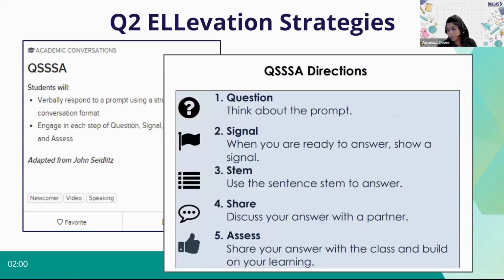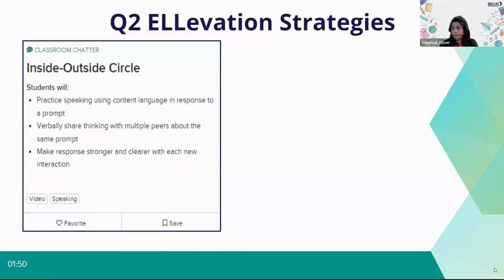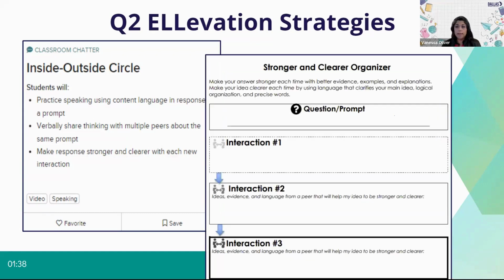With this strategy, students use the directions to engage in questions using hand signals, sentence stems, and collaboration. The third strategy we're highlighting is inside-outside circle, where students meet with multiple peers to discuss a prompt. With each rotation, students should gain a deeper and deeper understanding of the content. For this graphic organizer, you can see how the line starts as a dotted line, goes to a solid line, and then gets thicker because with each interaction, they should have a clearer, better, stronger understanding.